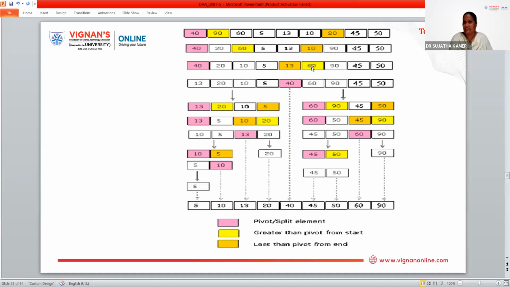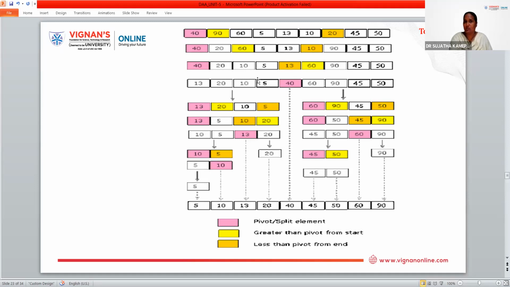Here this is not greater, this is not greater. And this is the greater element. And coming to lesser, this is the lesser element. But here this 60 is already rearranged from here, right? So that's why this 13 is swapped with 40. So that's why 40 comes here, 13 comes here.